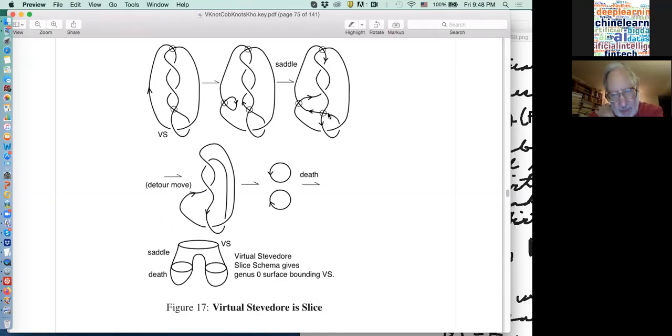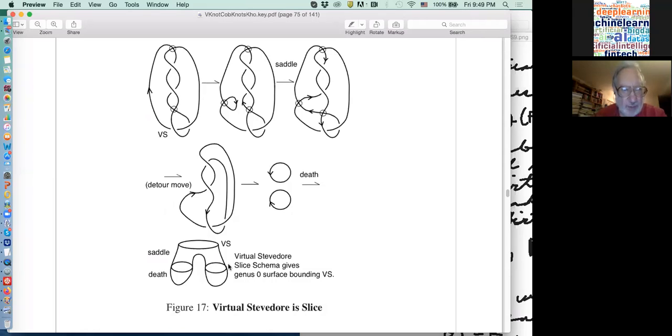And now I notice that I have a consecutive sequence of virtual crossings here. So I can do a detour move and get it over to here. And then you see it's unlinked. And so these can both die. So the story for the surface we just produced is that we went through a saddle, we got 2 components, they moved apart and died. So this is a surface of genus 0. So this fellow here bounds a surface of genus 0.